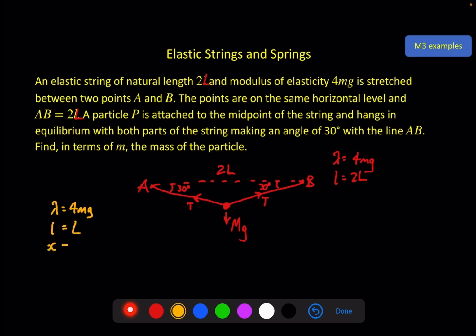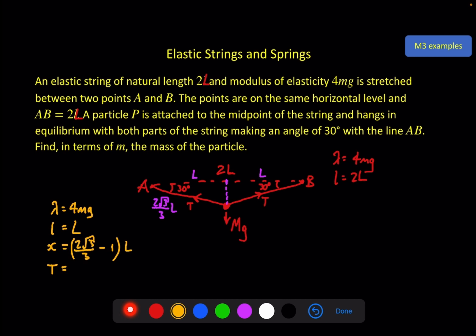The extension, I can work out with a bit of Pythagoras, would be half of this. So we would have L divided by cosine 30, which is 2 root 3 over 3 L. So the extension becomes 2 root 3 over 3 minus 1 L. So what I've done there is just use a bit of Pythagoras to find this length in terms of L, and then said, okay, if this was the original length L, we've stretched it to this, minus this is the extension. And it's looking a little bit messy, but I do have T at this point.